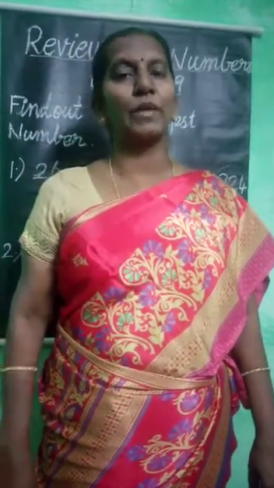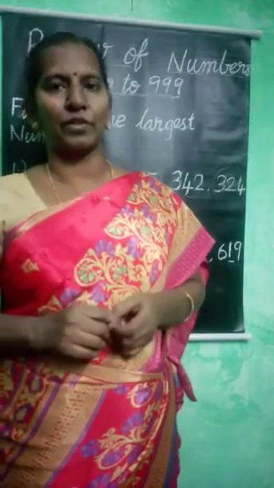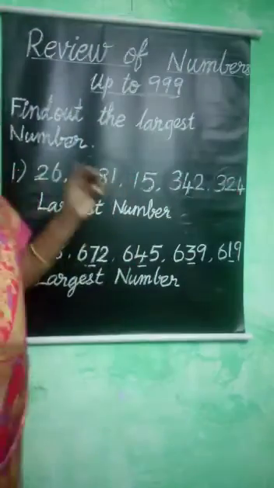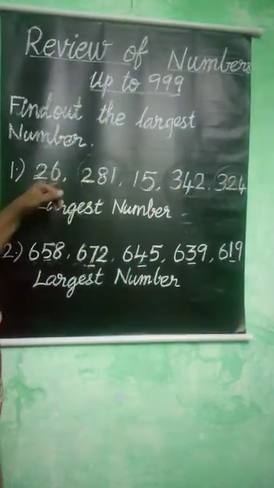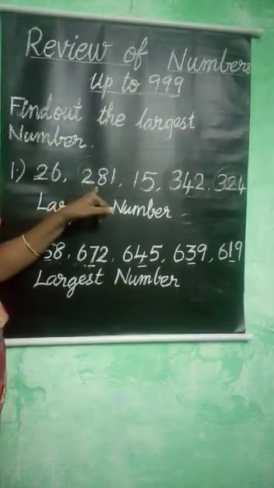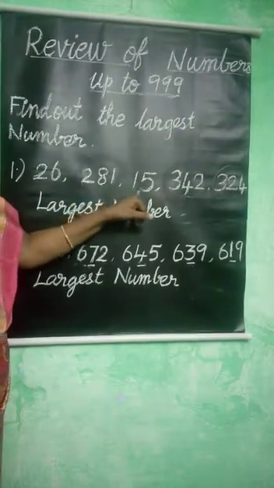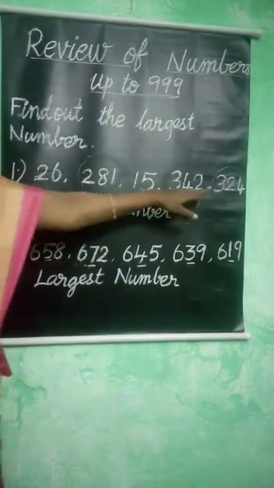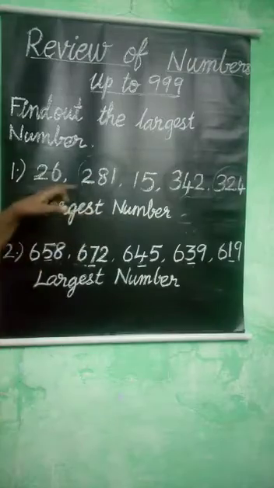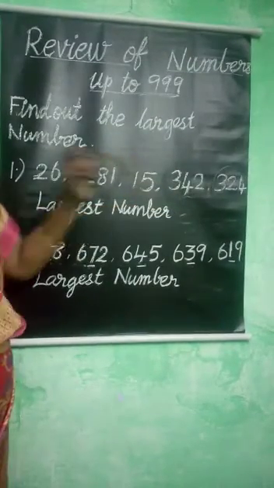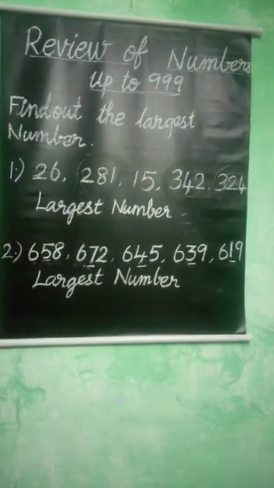In today's class, we are going to learn about the review of numbers up to 999. In the first unit, today we are going to learn how we can find out the largest number among the given numbers. Children, now we are able to see 5 numbers: 26, 281, 15, 342, 324. Among these 5 numbers, we have to find out which one is the largest number.